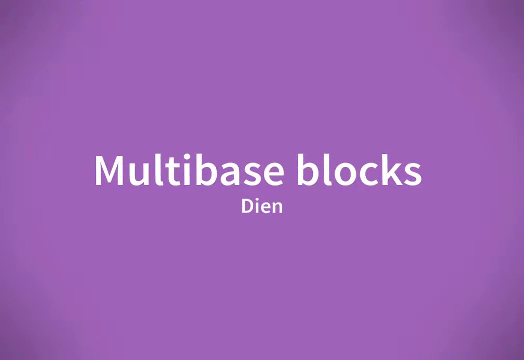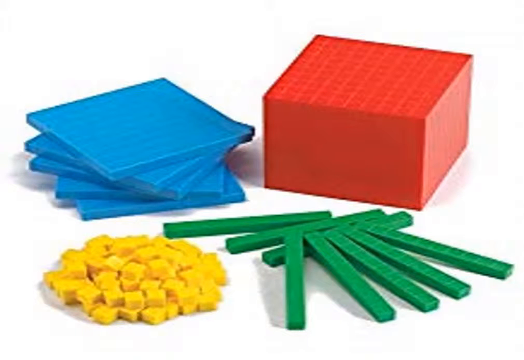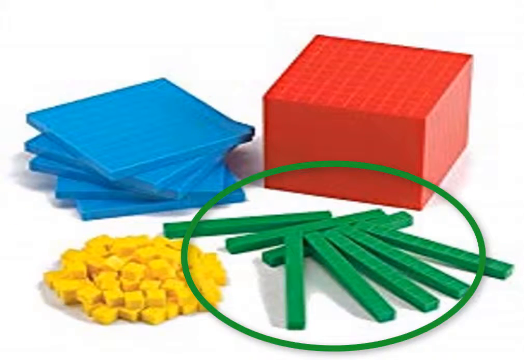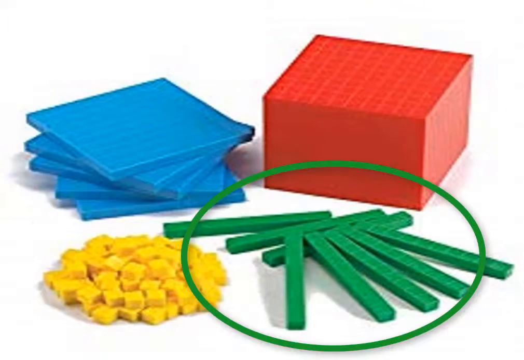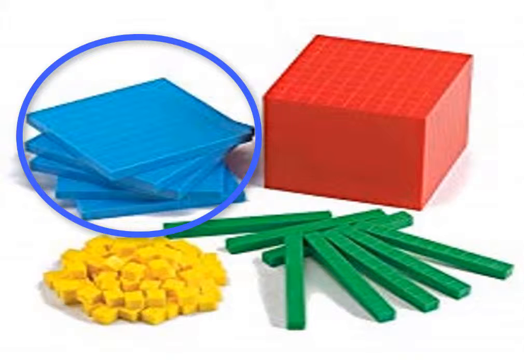Multibase blocks of Dienes. The multibase blocks of Dienes are a material designed to reproduce the characteristics of any numbering system, trying to formalize the principle of grouping. This material consists of a series of pieces, usually of wood or plastic, that represent units of first, second, third, and fourth order. Units, then tens, hundreds and thousands.